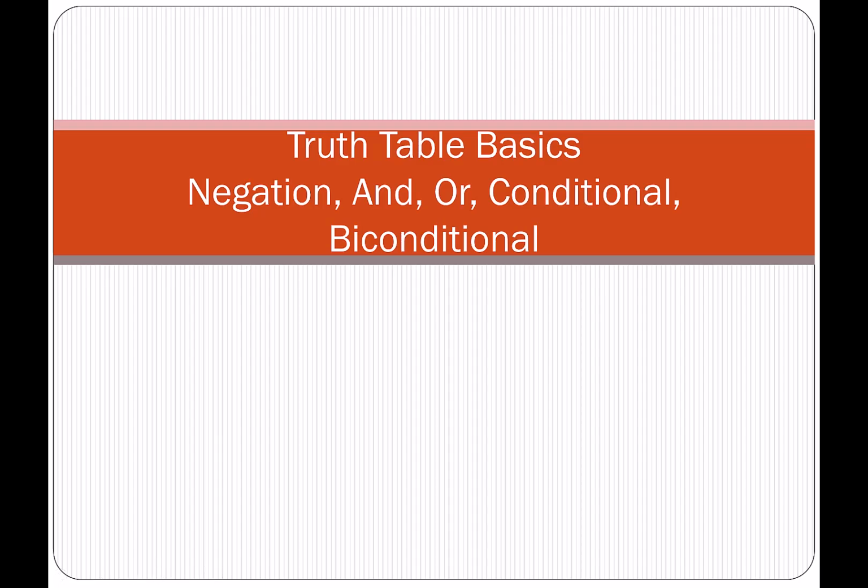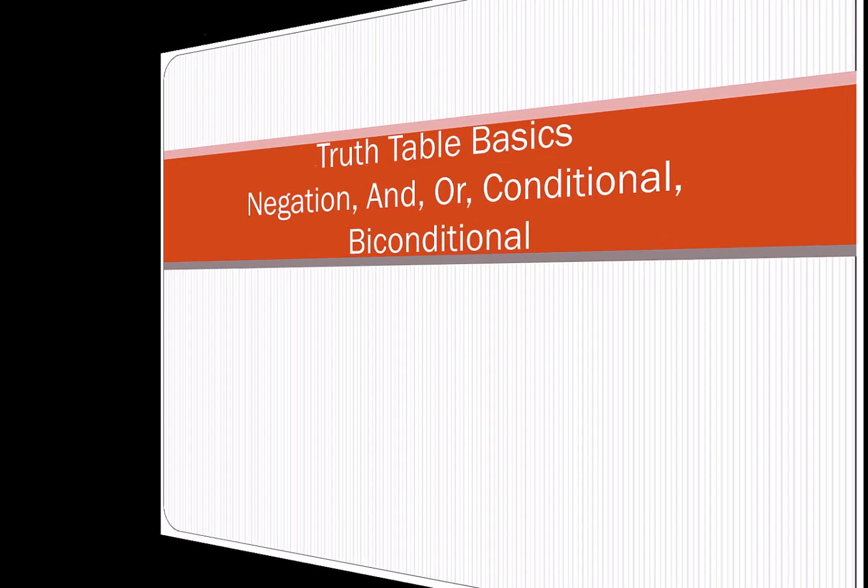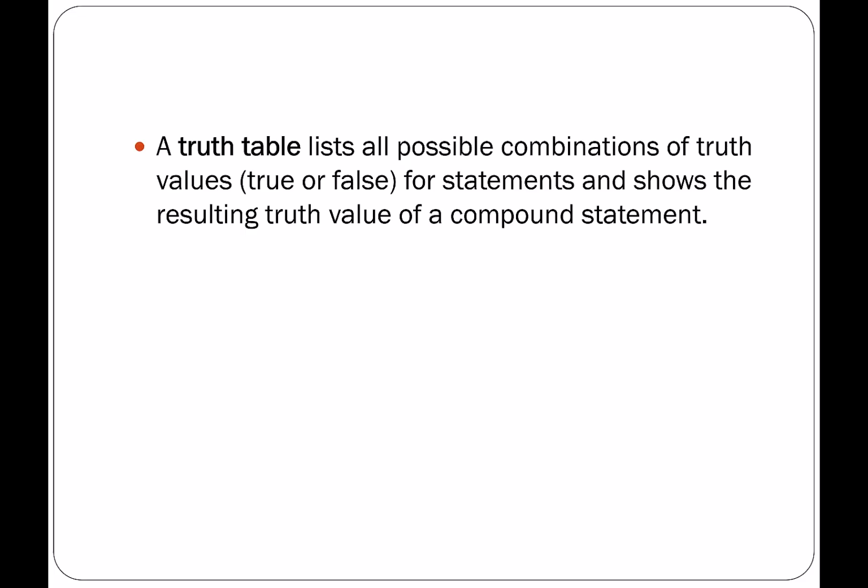Hi everybody, today we're covering truth table basics. We'll cover negation, and, or, conditional, and biconditional. A truth table lists all possible combinations of truth values, either true or false, for statements and shows the resulting truth value of a compound statement.